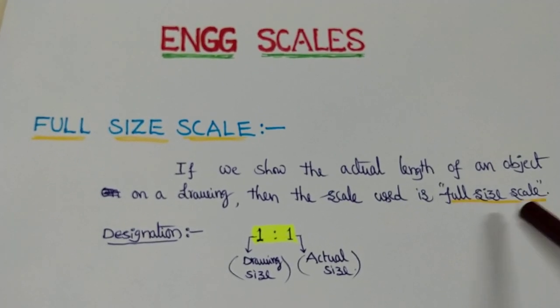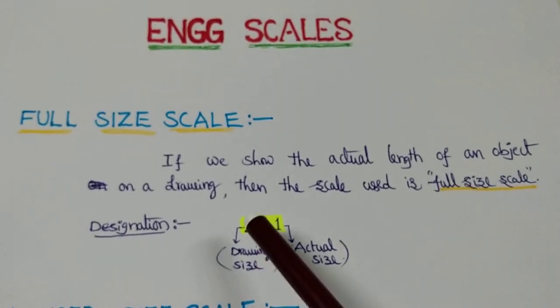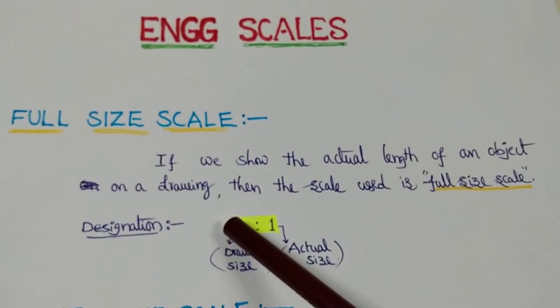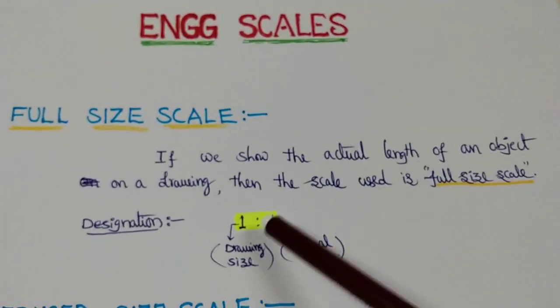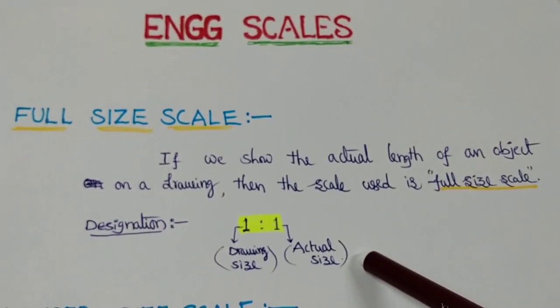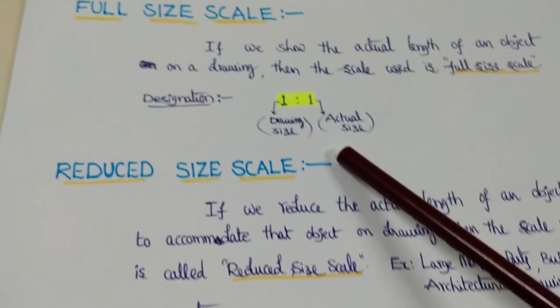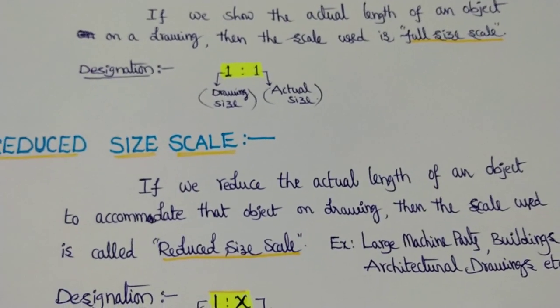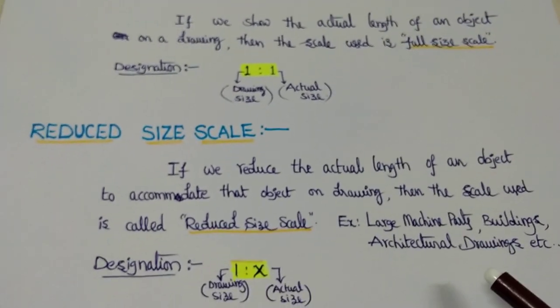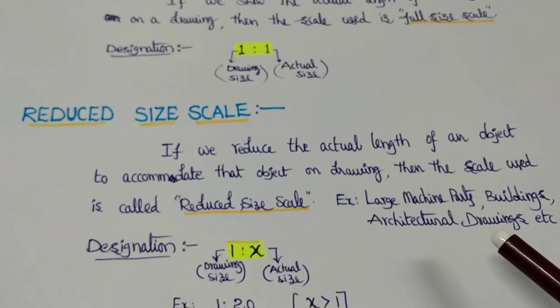So here we can show the designation also, that is 1:1. The first number is representing drawing size and the second number is representing actual size. Next we can move to the second scale, that is reduced size scale.